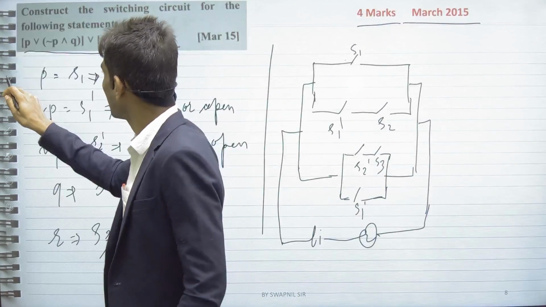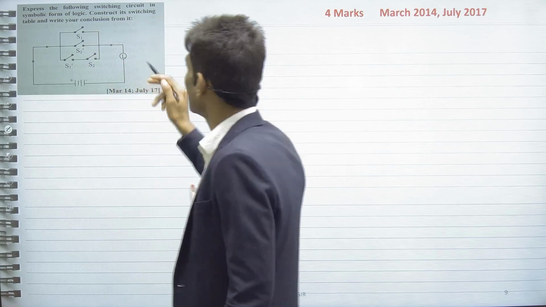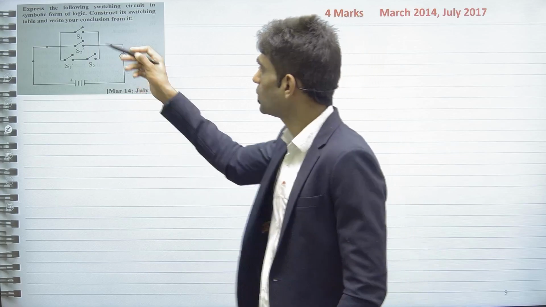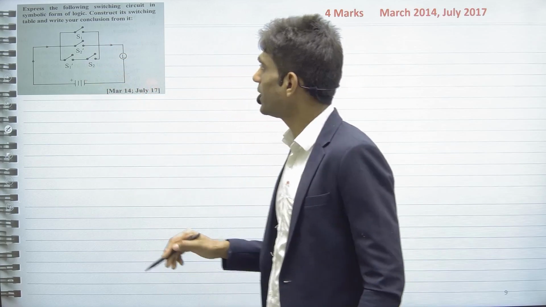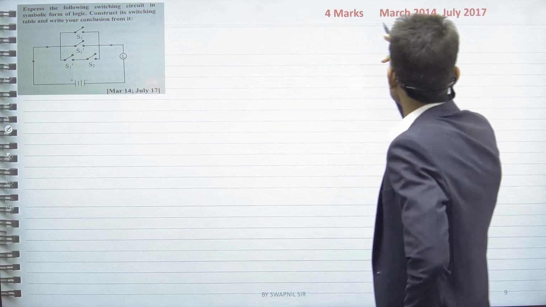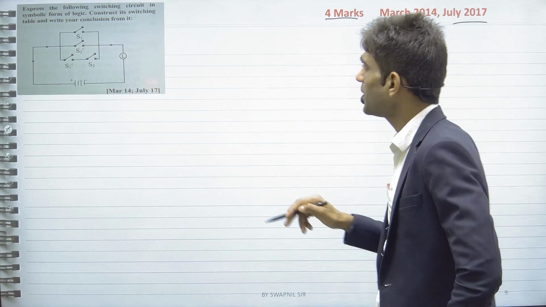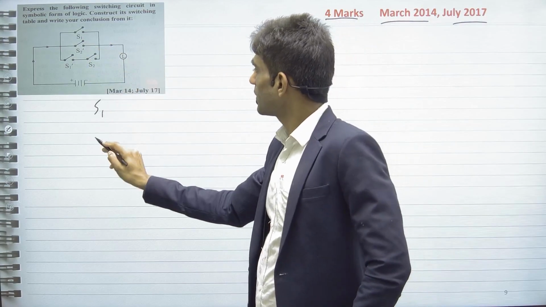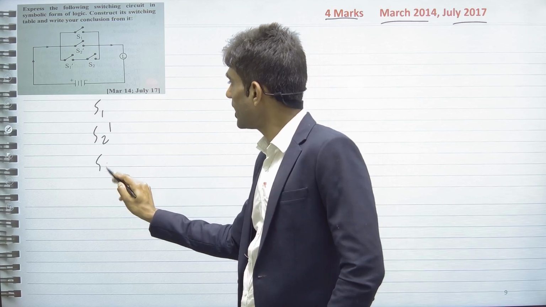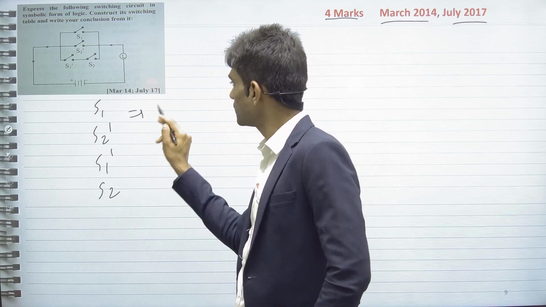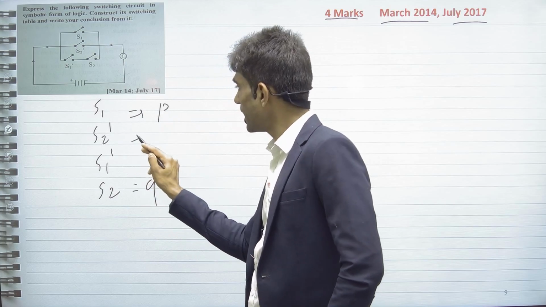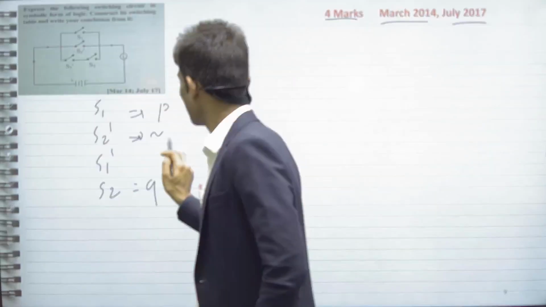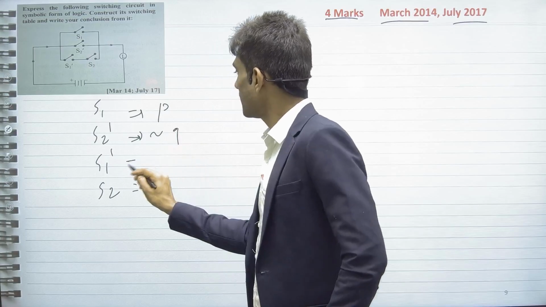Let me go to my slide. Yes. Now in my next example, we have to define a similar switching circuit. Okay, switching circuit S1, S2 dash, S1 dash, S2 dash. This one is easier. Question asked in March 2014, 2017 for 4 marks. So S1 and S2 dash. Now see that we have S1, S2 dash, S1 dash and S2. So consider S1 as P, S2 as Q, S2 dash comes as negation of Q, and S1 dash as negation of P.